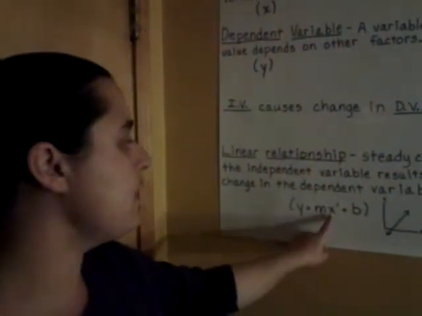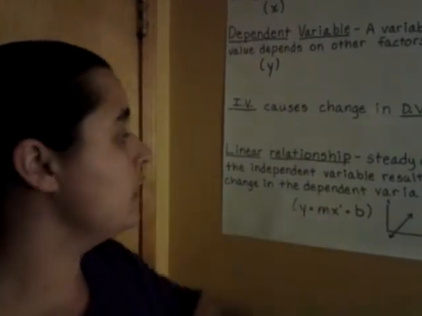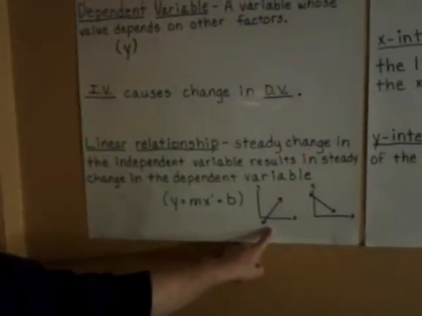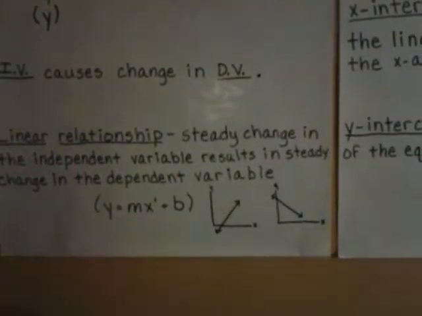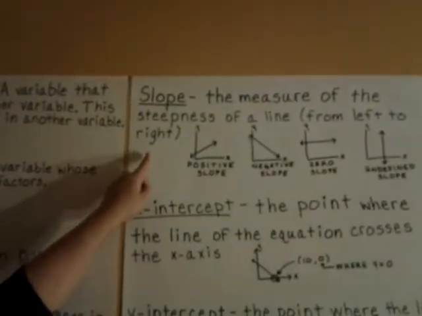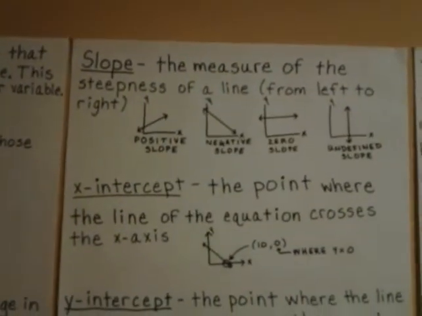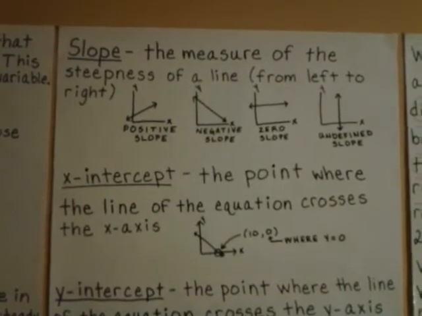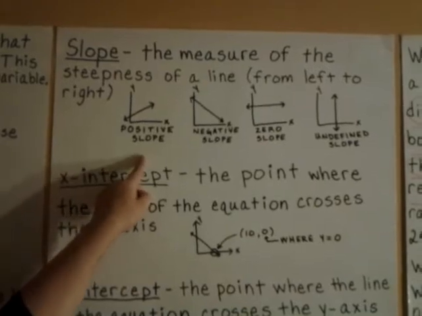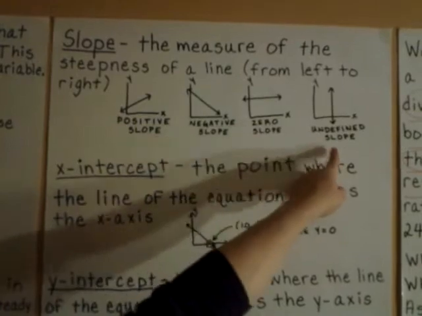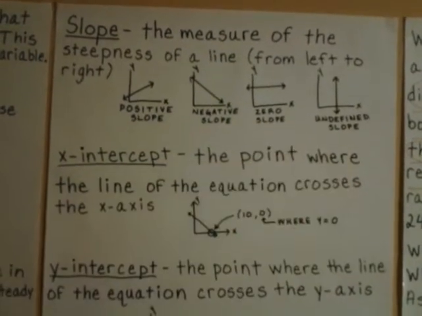Notice that the degree of x is always 1. A linear relationship will always be expressed with a straight line. It could be increasing or it could be decreasing. We also have to consider slope in linear relationships, which is the measure of the steepness of a line as we move from left to right. We could have a positive slope, a negative slope, zero slope, or an undefined slope.